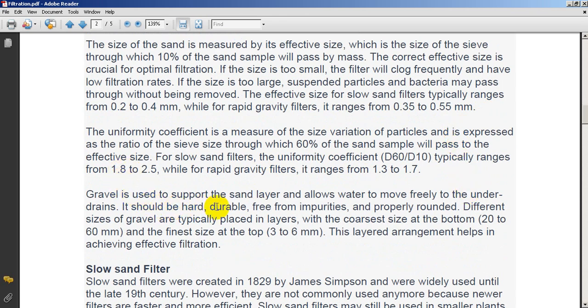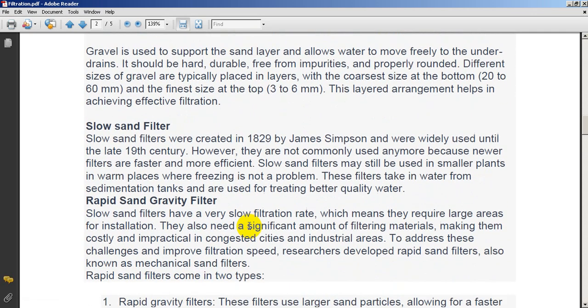It should be hard, durable, free from impurities and properly rounded. Different sizes of gravel are typically placed in layers, with the coarsest size at the bottom, 20 to 60 mm, and the finest size at the top, 3 to 6 mm. This layered arrangement helps in achieving effective filtration.